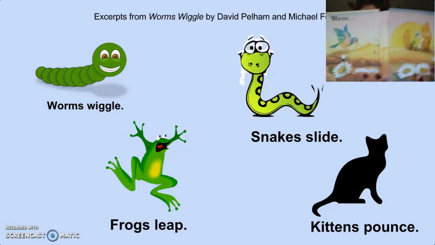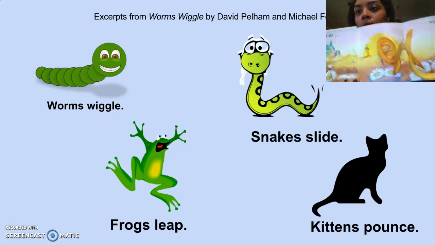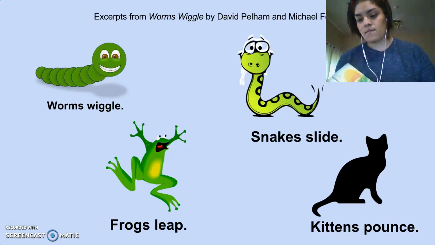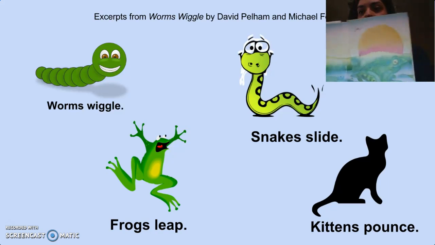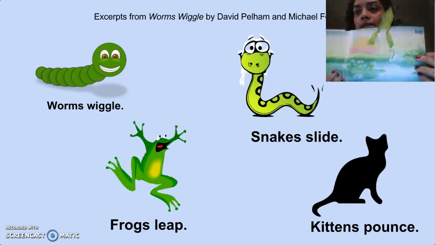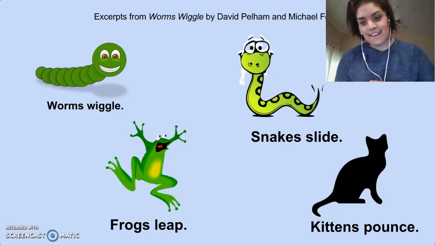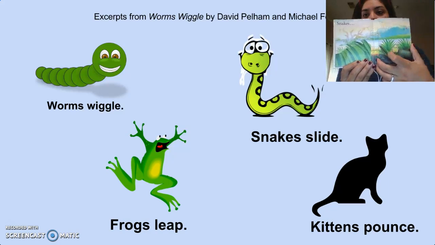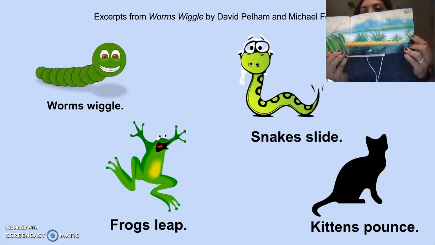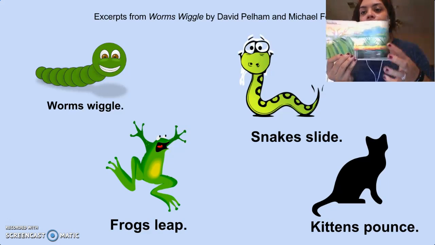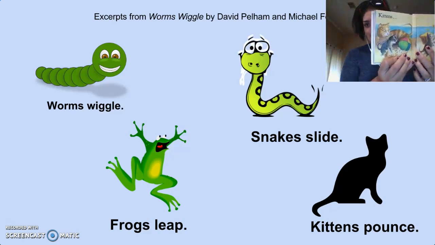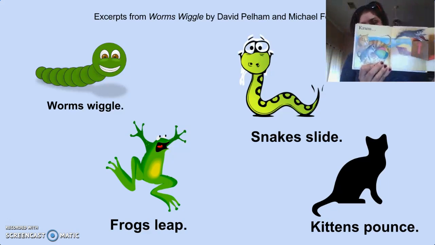Worms wiggle. Worms wiggle. Frogs, what do? They leap. Snakes slide. There's the snake right there. And last but not least, kittens. Oh, so cute. Kittens pounce.